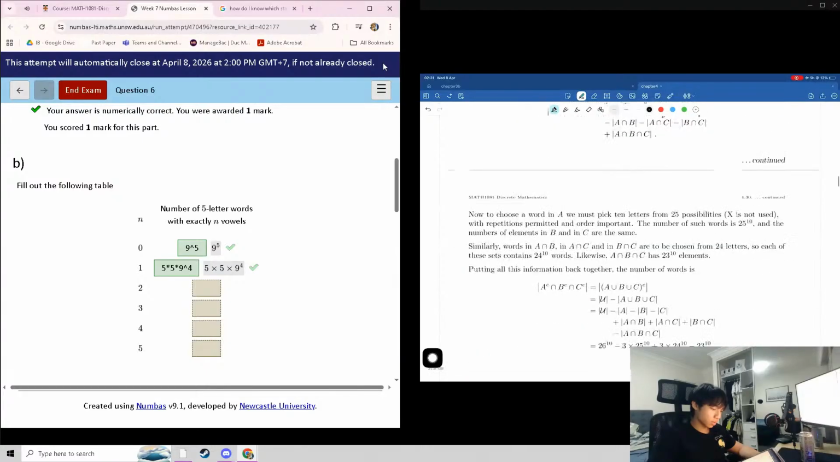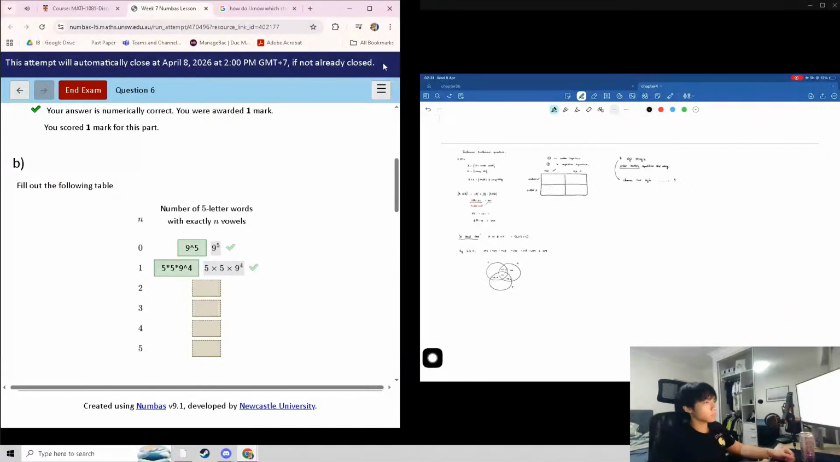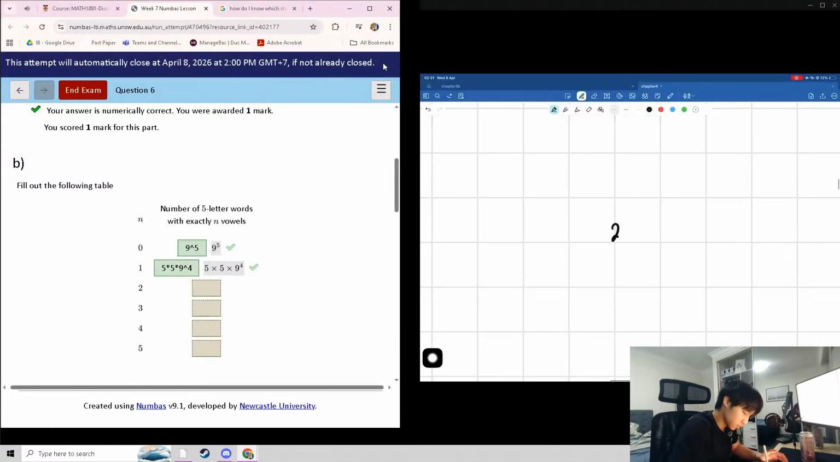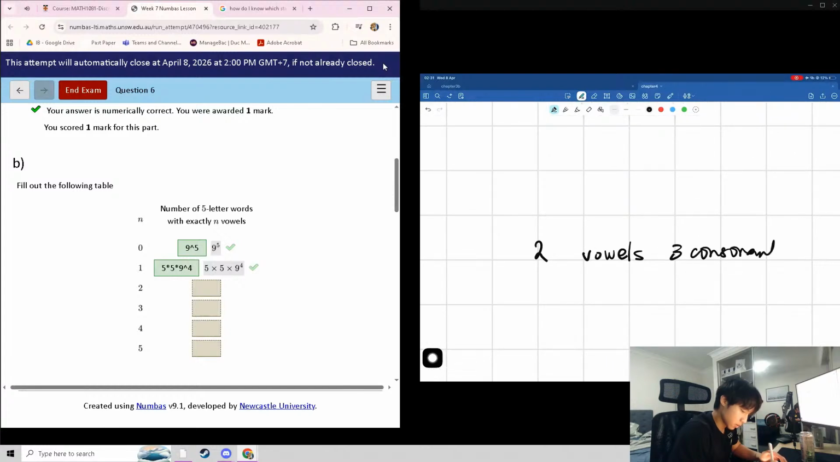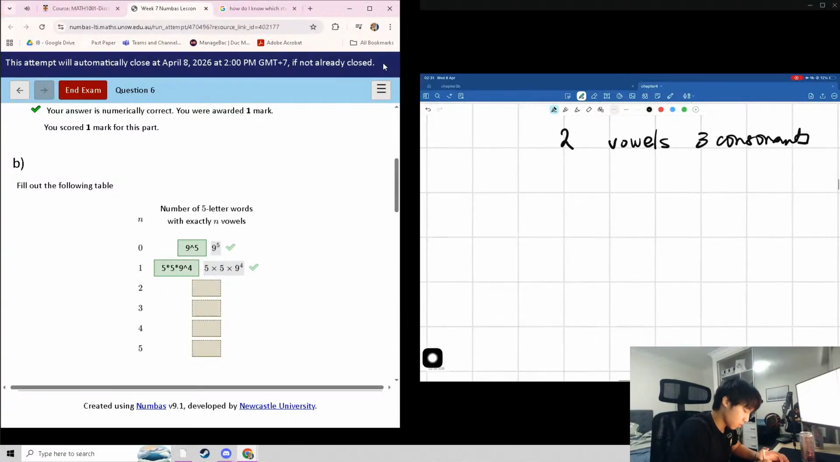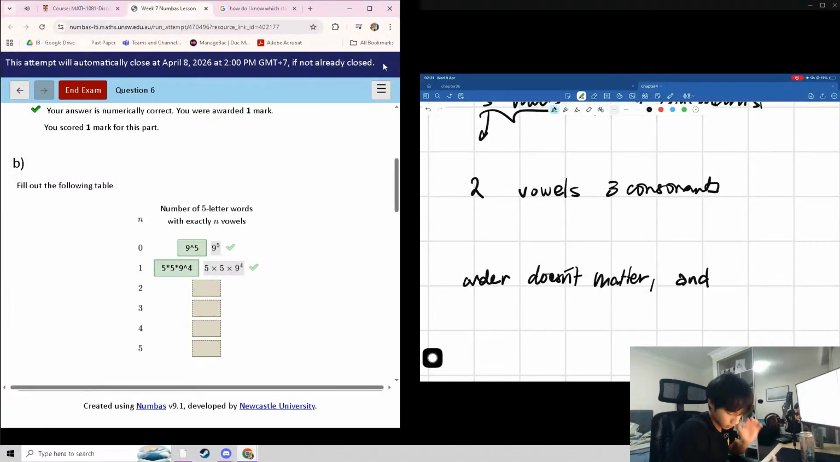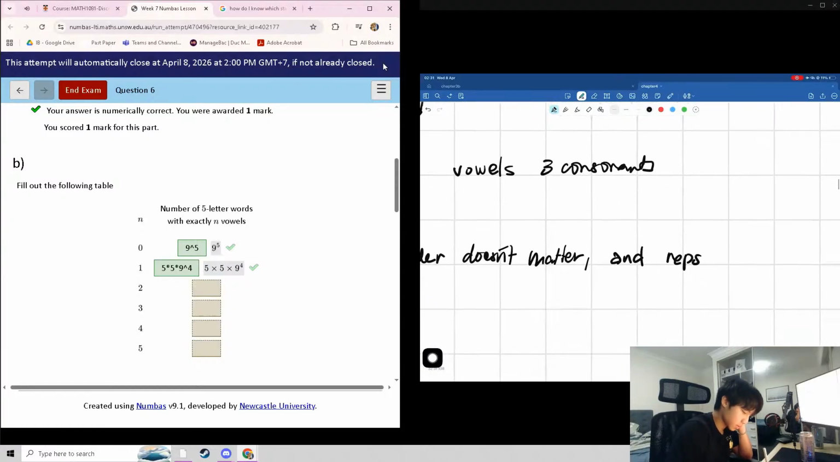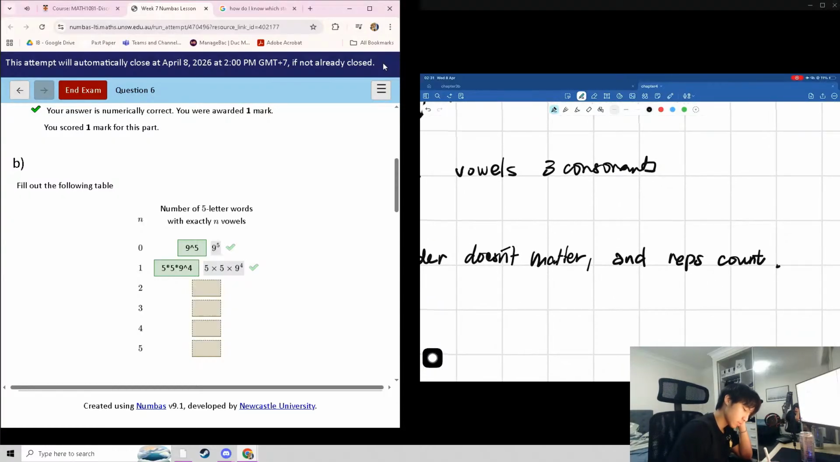What did you take in, brother? Two vowels. 3 consonants. Out of 5 vowels and 9 consonants. Order doesn't matter. And reps count, are relevant.